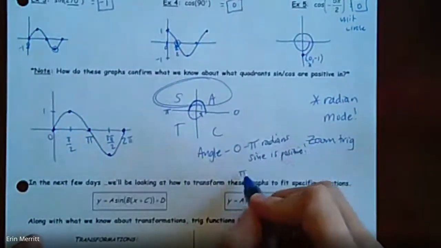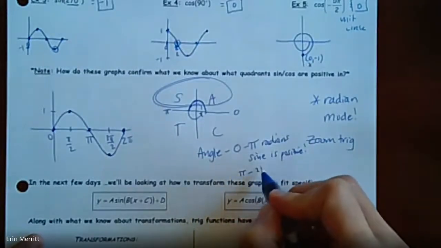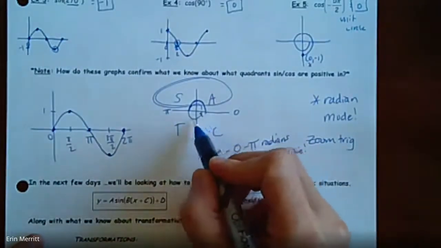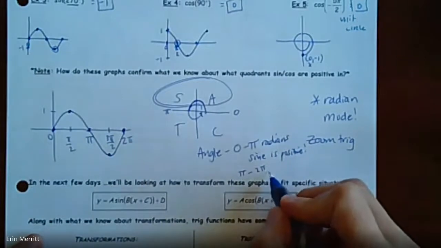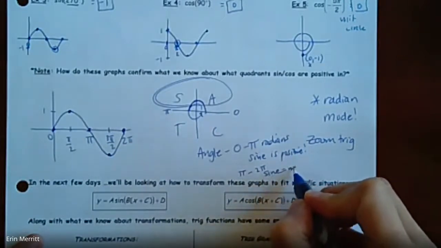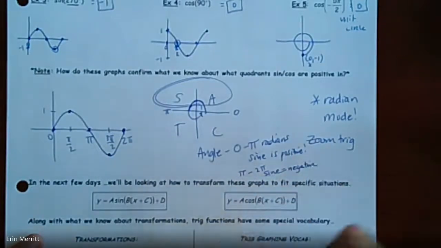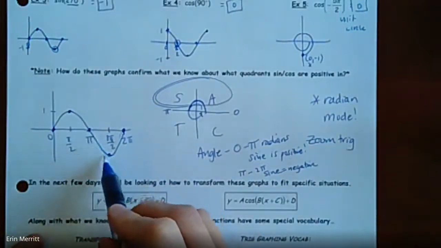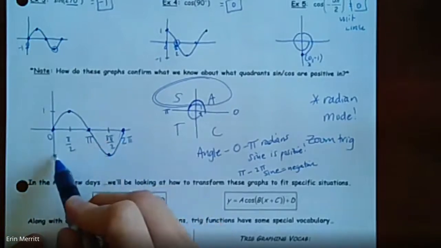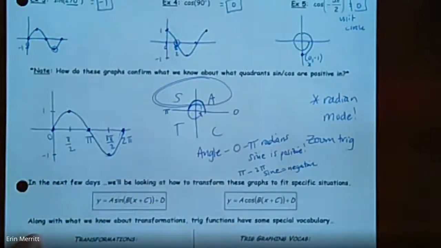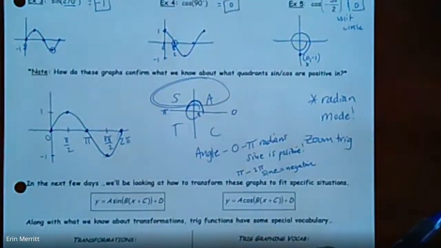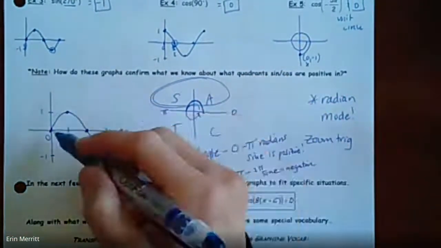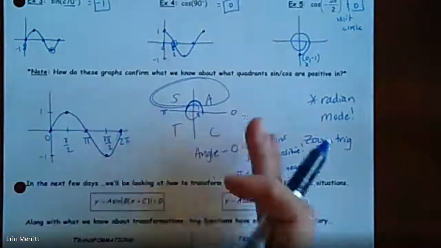Any angle from pi to 2 pi, down here in quadrants 3 and 4, sine is negative. Well, look back at your graph. From pi to 2 pi, the graph falls beneath the x-axis where all the y values are negative. That's all. That's the comparison. So here it's a rotation. Here it's literally like you're rolling it on out from left to right.